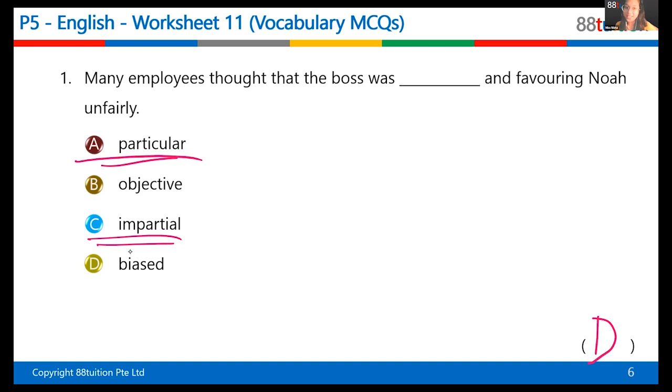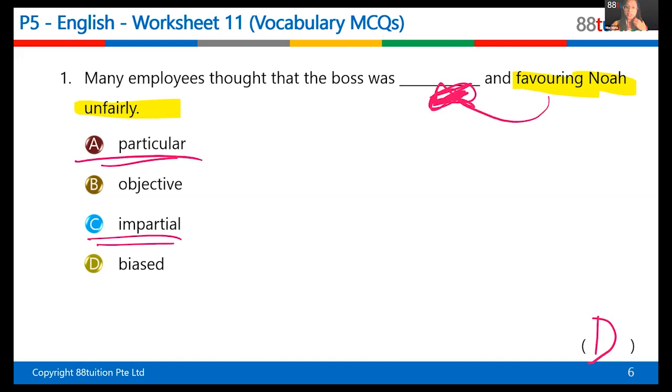Now, why is the answer D? Because he's favoring the person unfairly, and bias means you kind of support that person more. Yes, unfairly, right? You are right. Wait, let me change my pen color. Yes, okay, this is the clue. You're right. Give yourself 2 points, 1 for the answer and 1 for the clue.